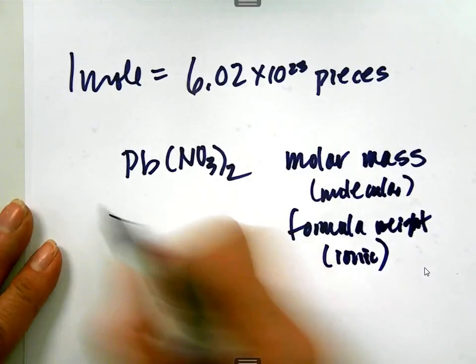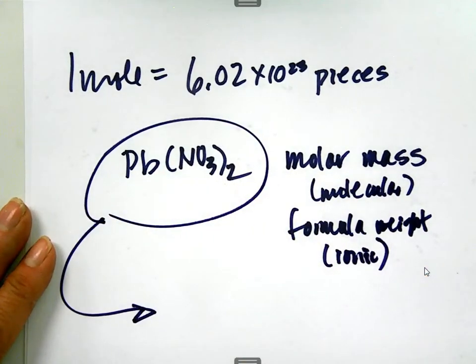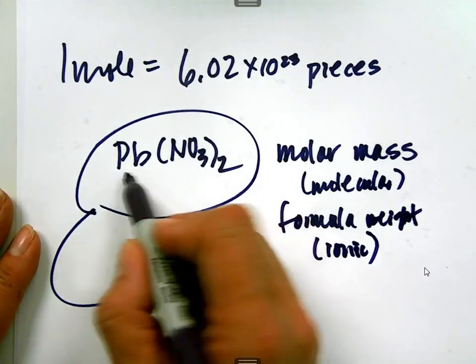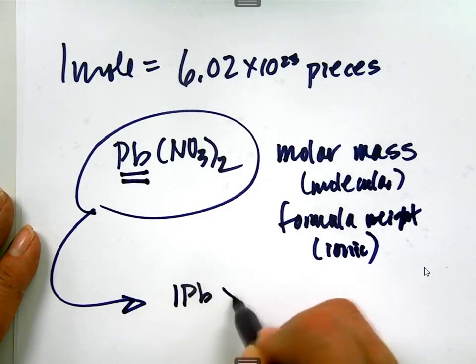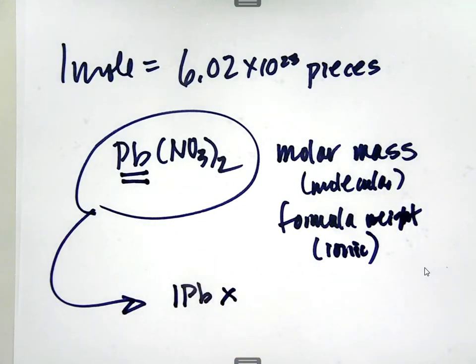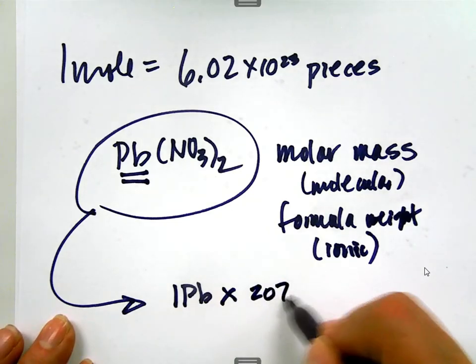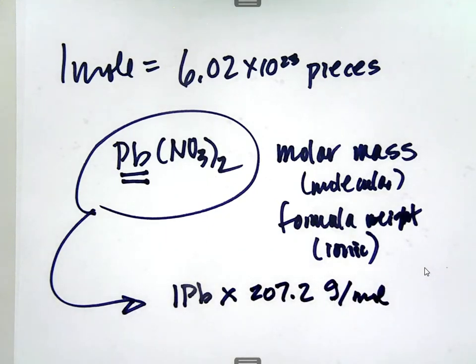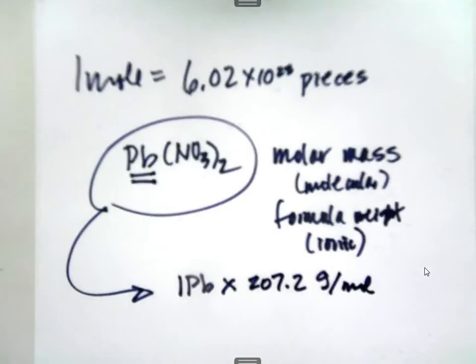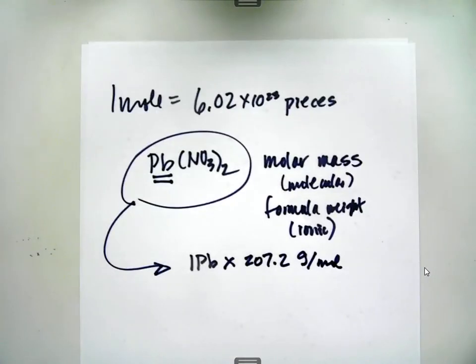So you look and you say, all right, I want to determine the molar mass or the formula weight of lead nitrate. I say, well, I got 1 lead in a particle of lead nitrate. So 1 Pb times, if you look on the periodic table, the molar mass for lead, what does it say over there? I don't have my good glasses on. 207.2? All right, 207.2 grams per mole. That's the units that I'm using when I'm doing this calculation from the periodic table. I'm using grams per mole.